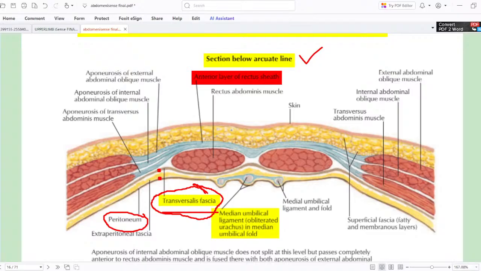There will be no posterior rectus sheath, because all three pass to the anterior of the rectus abdominis.